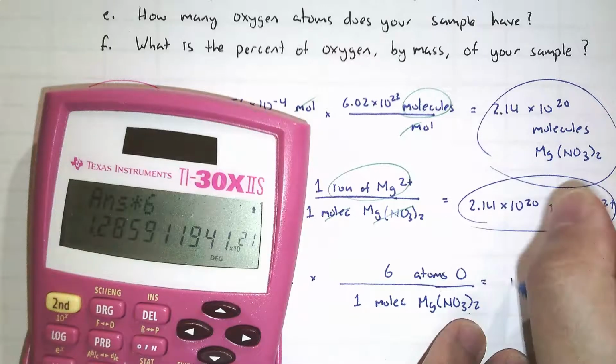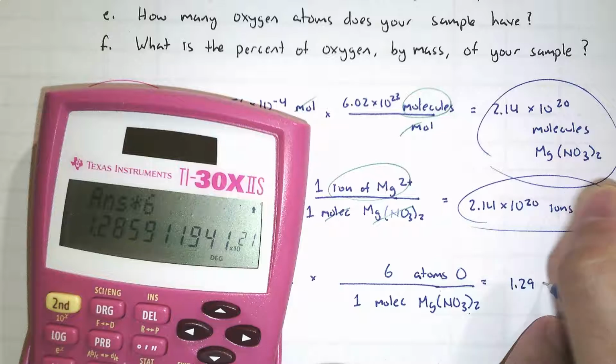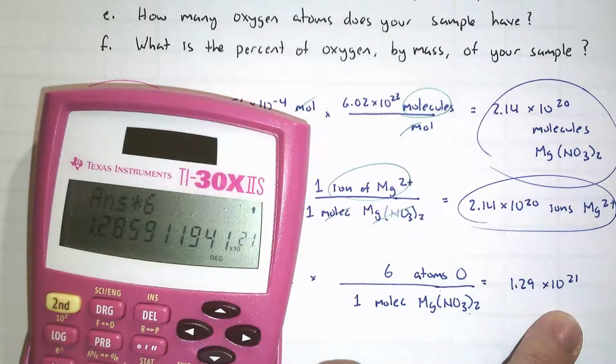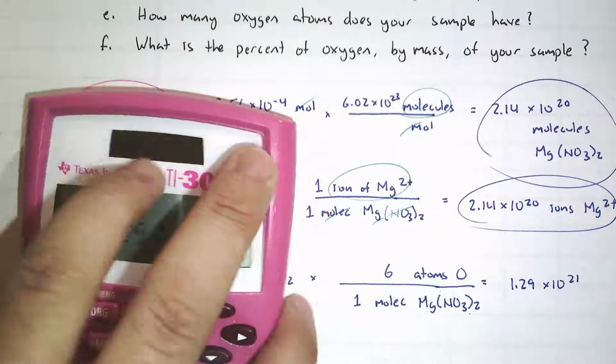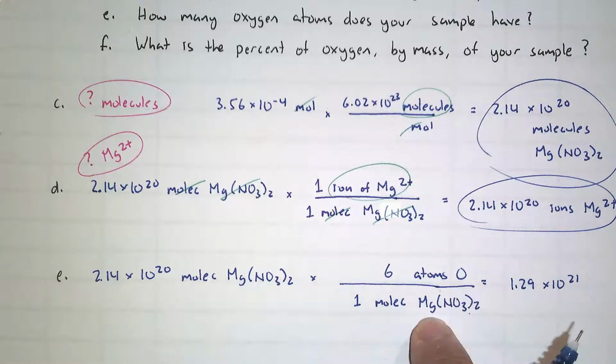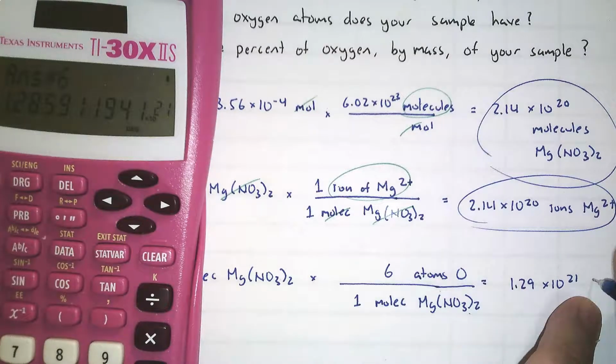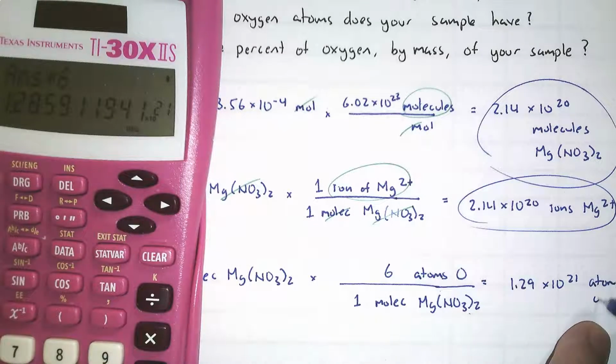And round, 1.29 times 10 to the 21. So there's obviously more atoms of oxygen than ions of Mg in this ionic compound. 10 to the 21 atoms of oxygen.